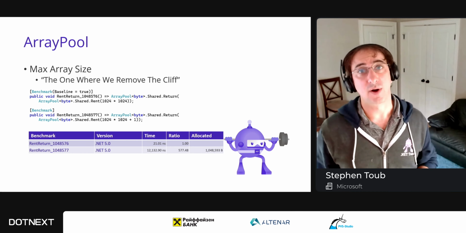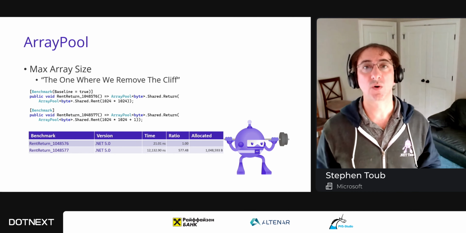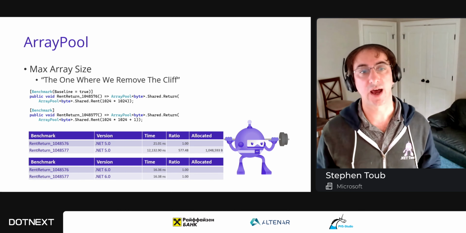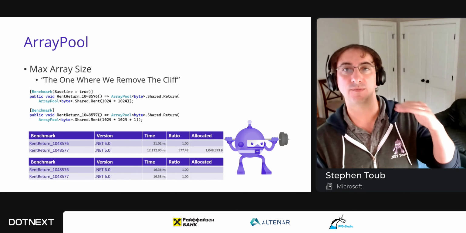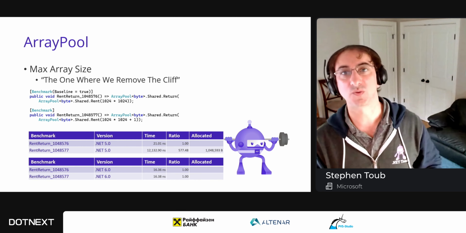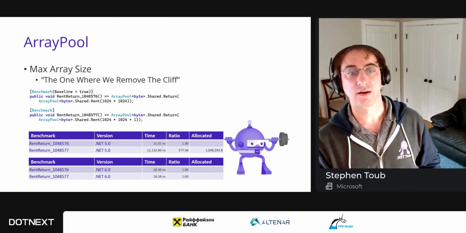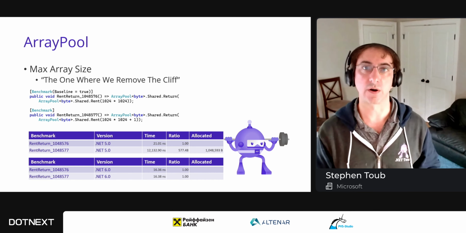We have fixed that trimming problem. The array pool now is able to get rid of such things. And so we have also been able to fix that cliff by removing that 1 million item upper limit. And so now when you run this on .NET 6, you can see that regardless of whether it was the 1 million items or 1 million items plus 1, you end up with the exact same amount of time and the exact same amount of allocation, which is 0.